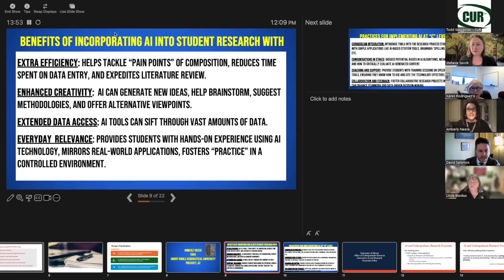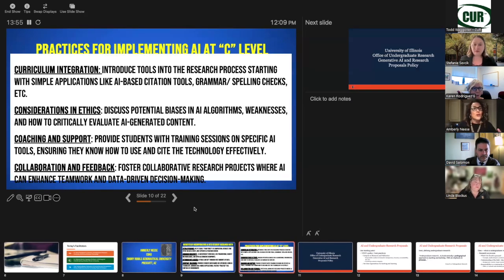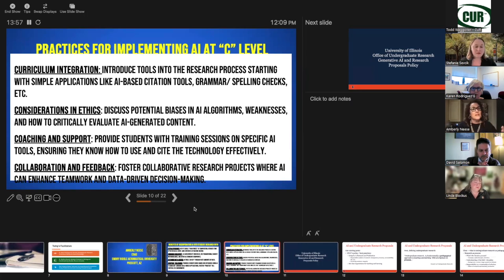So how do we practice this? Again, I'm a nerd about alliteration, and so I'm just going to lean into that. Practices for implementing AI at a C level in our research. Well, in integrating it into curriculum and encouraging those who teach, especially beginning composition classes, we introduce those tools in the research process early with simple applications like citation tools and grammar checks, things like that.